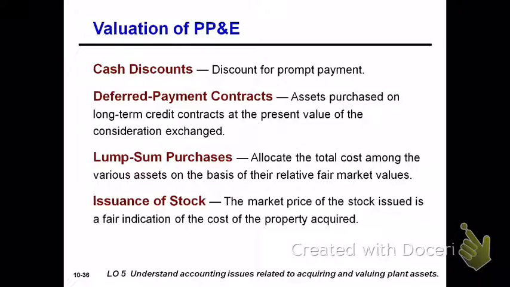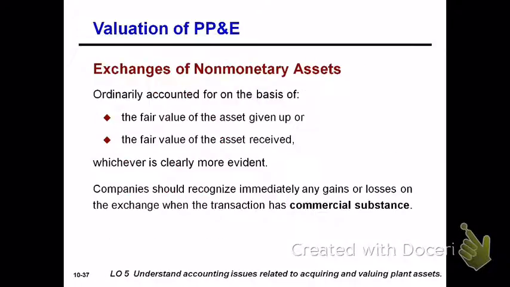So things like cash discounts or deferred payments or lump sum purchases, issue of stock, you have to take those into consideration. So stock, you would use the fair market value. Lump sum, you're going to be using relative fair market values. Deferred payment contracts, you would do the present value. Okay, that's it for that.